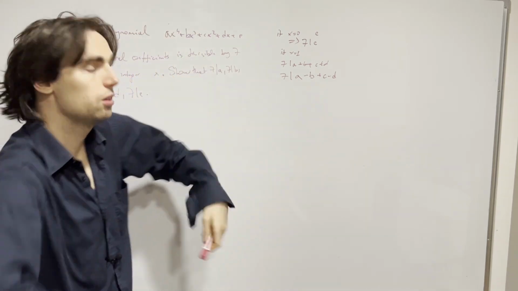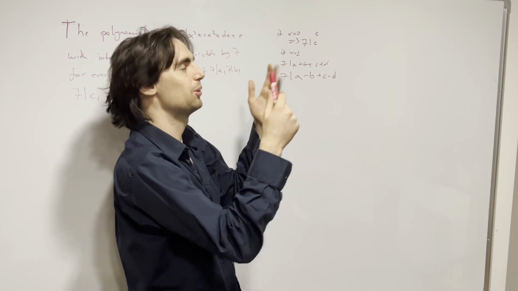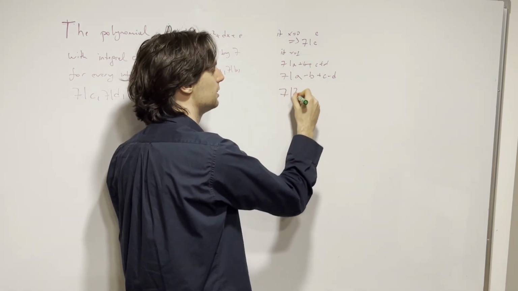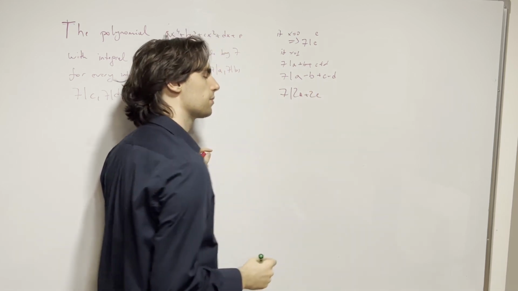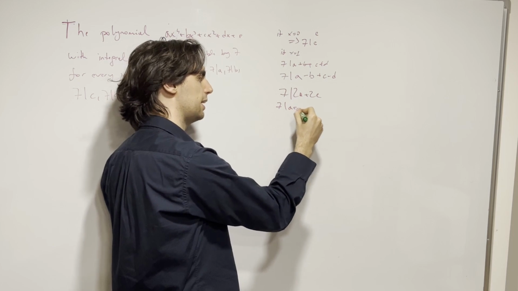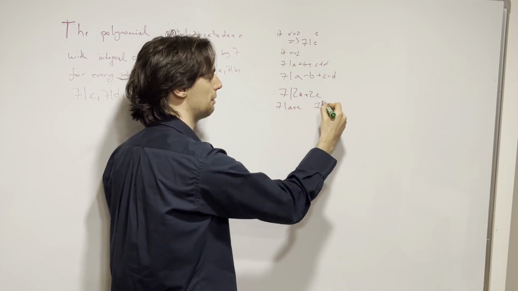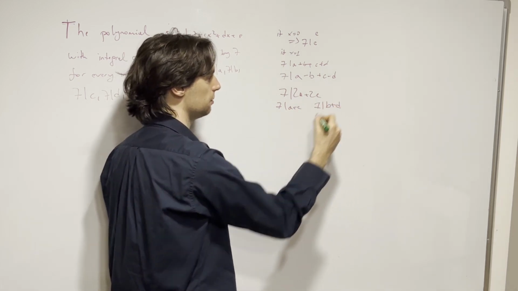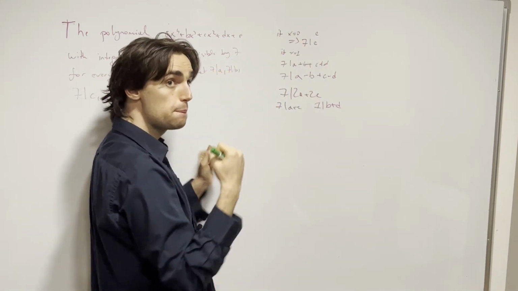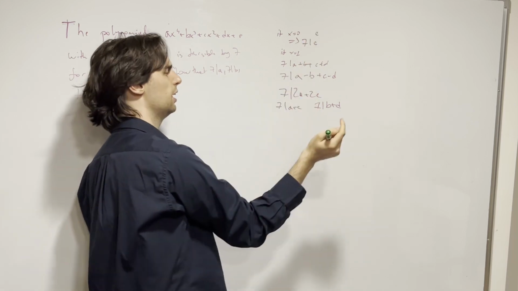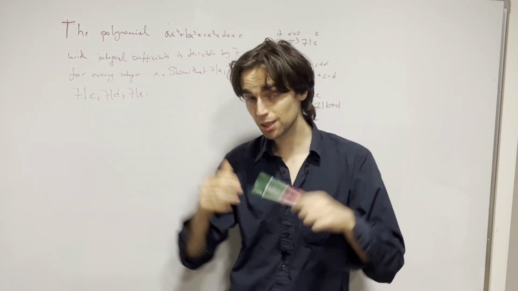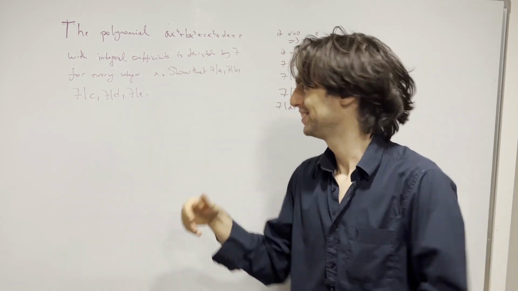When you add, you'll get one thing. When you subtract, you'll get another thing. When you add, you get 7 divides 2a plus 2c. But 7 has nothing in common with 2, so 7 divides a plus c. And 7 divides b plus d. We can combine these to get other things, but the main building blocks are: 7 divides e, 7 divides a plus c, and 7 divides b plus d.